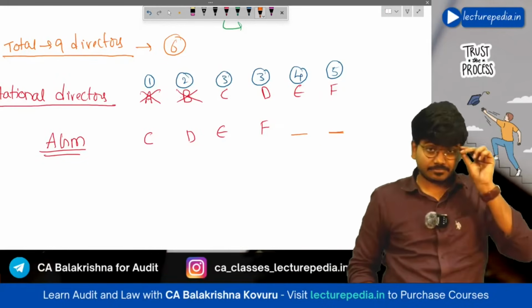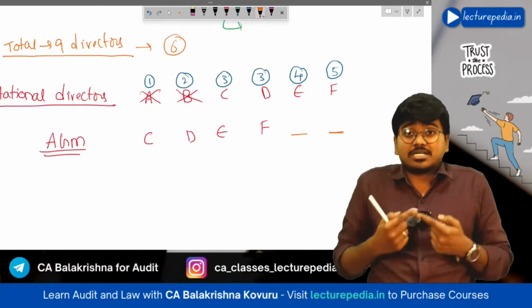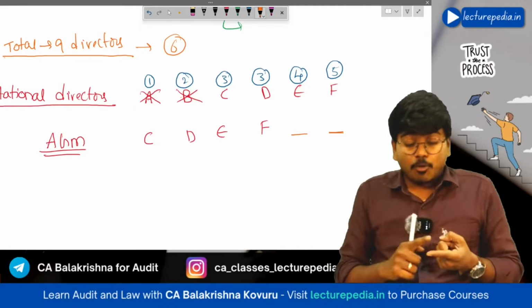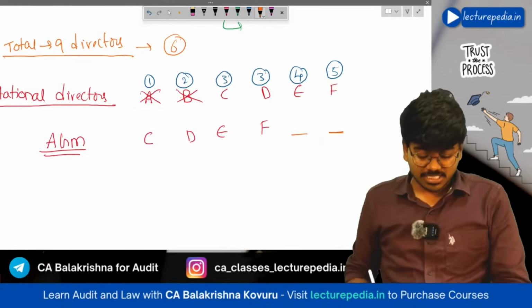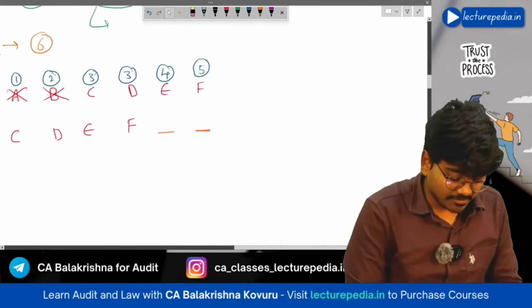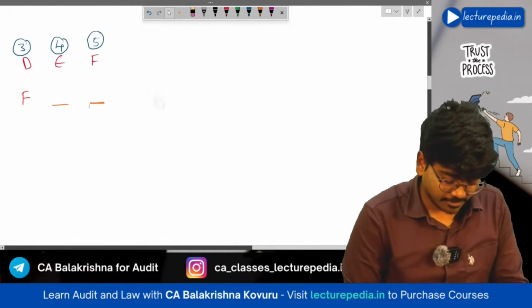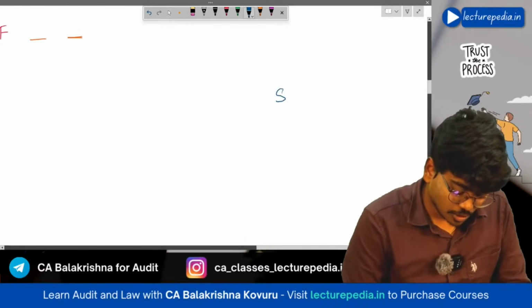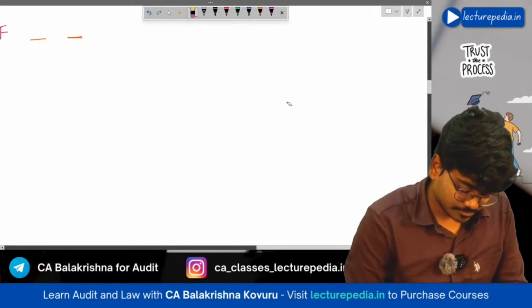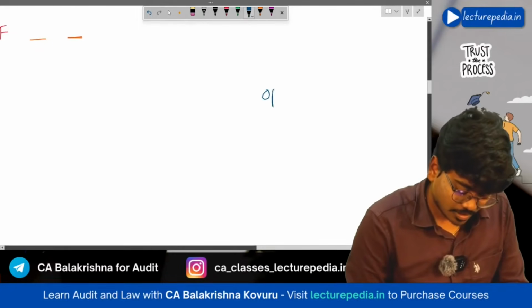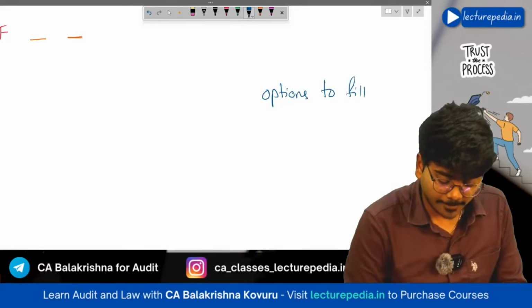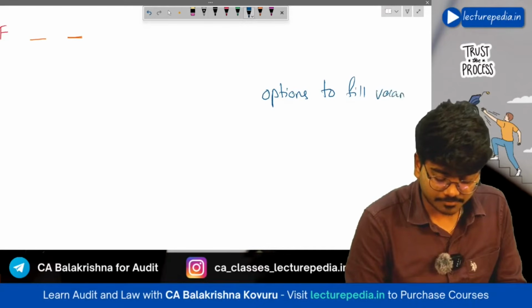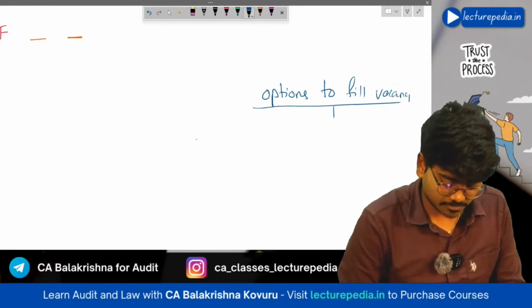Now these vacancies have to be filled by the shareholders, right? Now here, shareholders can appoint a fresh person as a director. Basically, if you see here, shareholders are having 3 options with them to fill the vacancy. Options to fill vacancy. What are those 3 options?